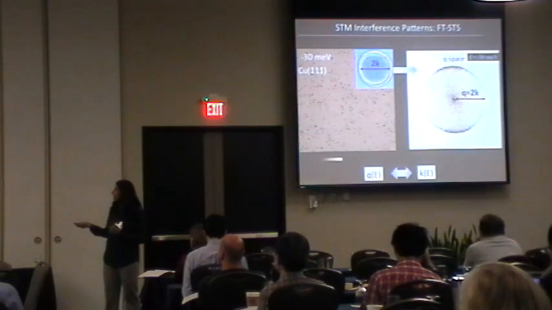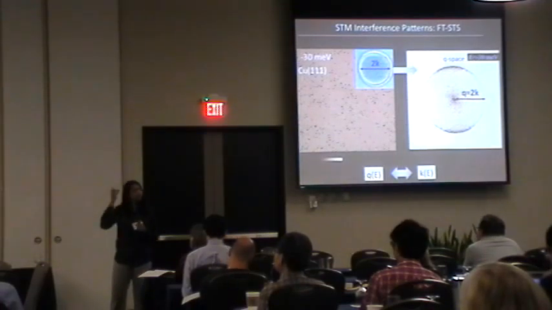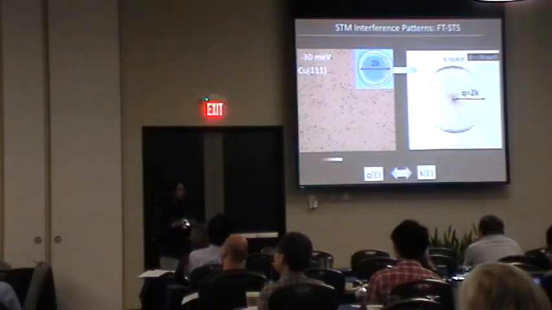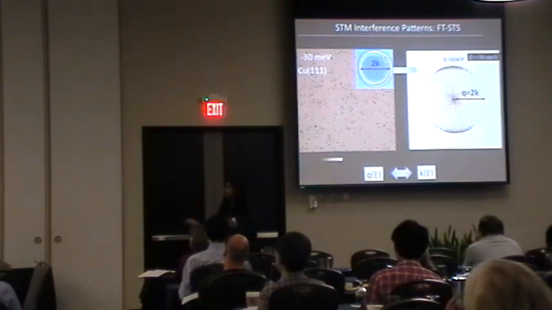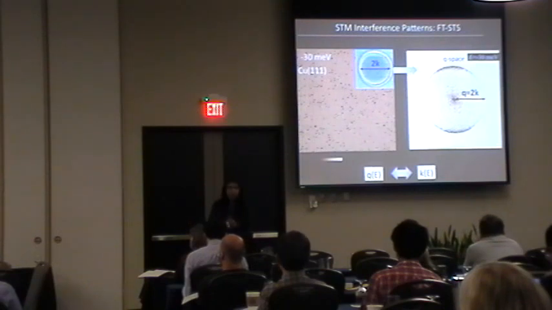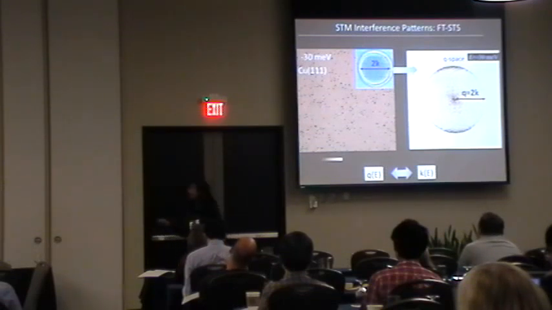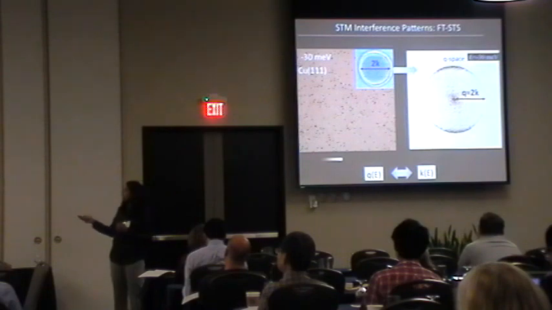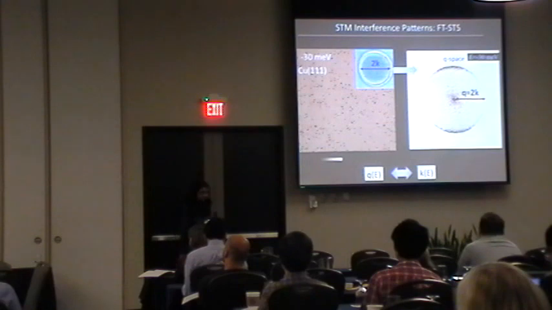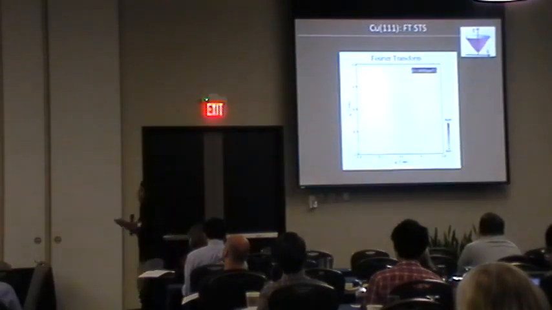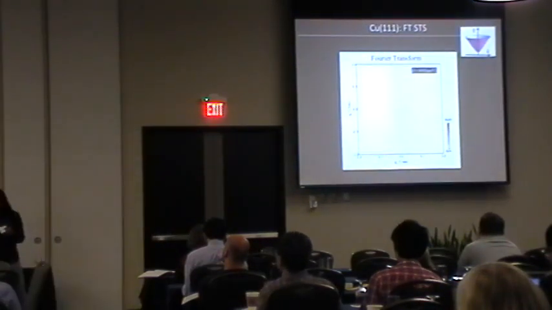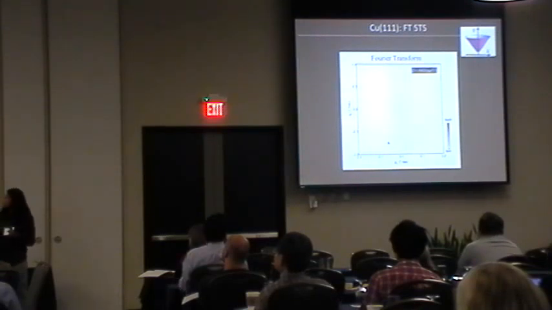Here's a very simple example of copper. Copper is a metal. On the surface of copper, you have a two-dimensional electron gas. These dots represent impurities, and the circles around each impurity are the scattering of the electronic waves from these impurities, creating this interference pattern. If you take a Fourier transform, you get this beautiful circle whose radius represents the momentum. Now you can do this as a function of energy, and usually this plays. Let me see if it plays today.